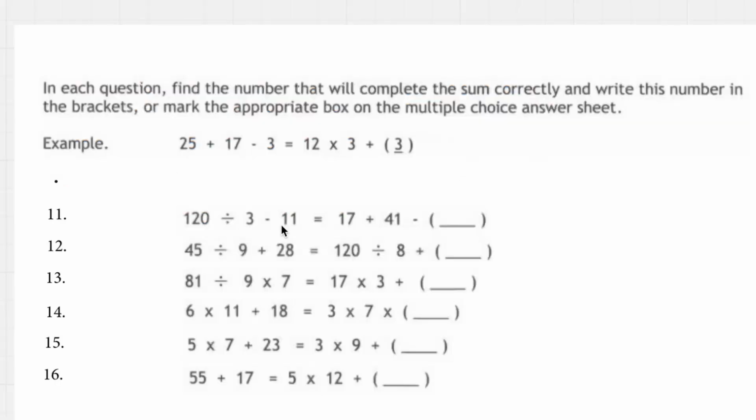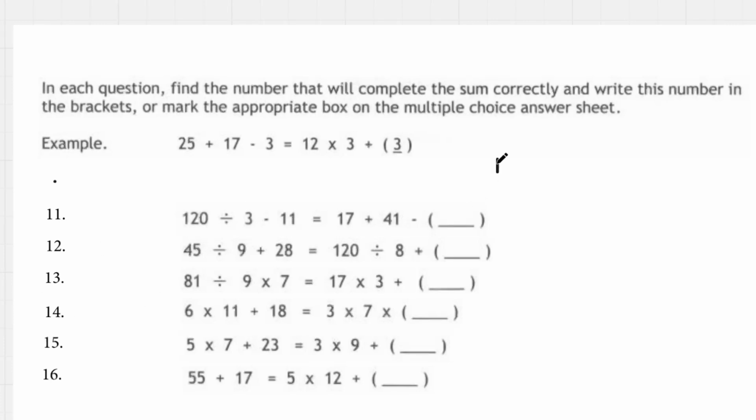VR maths, we're going to do 120 divided by 3. Let's divide this. Once again, we have BIDMAS. 120 divided by 3 is 40, minus 11 will be 29. 17 plus 41 will be 58, and then we have to subtract 29 to get back to 29. 12, divide that, we get 5 plus 28 will be 33.